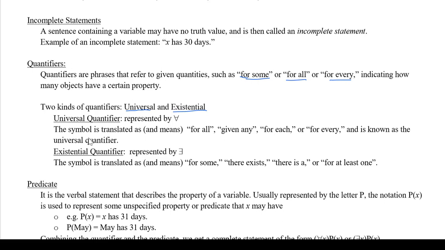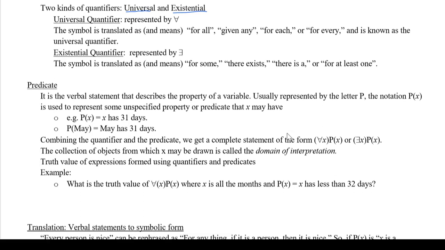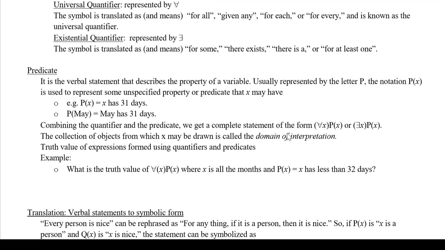Later on, we're going to see examples. We're going to take an English sentence and transform it to quantifier and predicate, and then we see if this statement is valid or not. The next quantifier is the existential quantifier, which is like a backward E, like an E for exist. The symbol is translated as and means for some, there exists, there is, and for at least one.